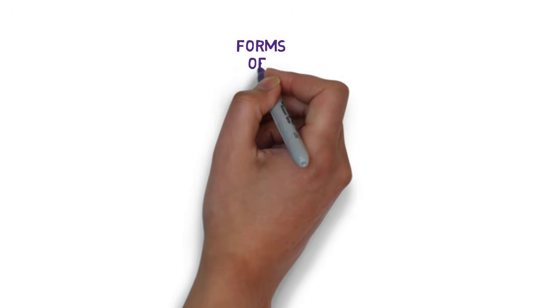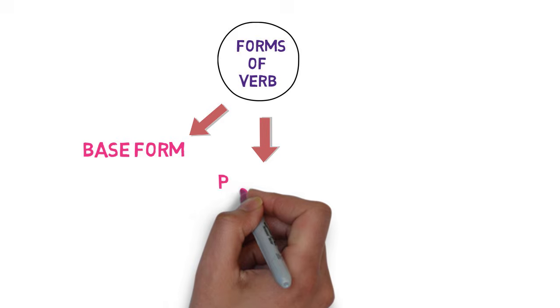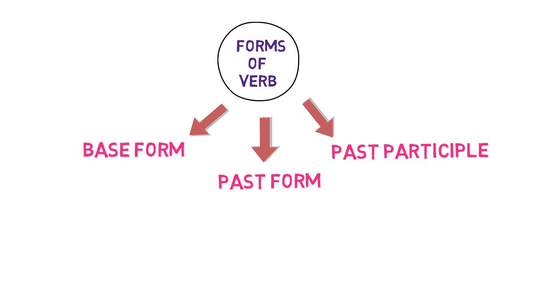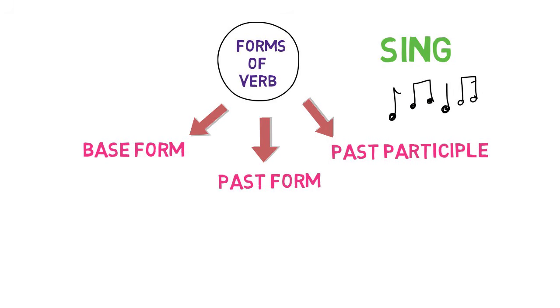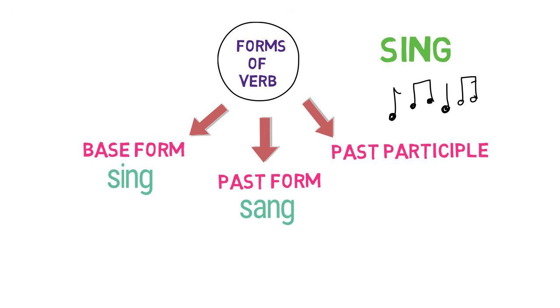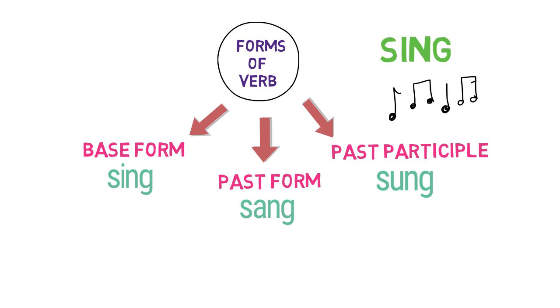Verbs are mainly divided into three forms: base form, past form and past participle form. Let's take an example of the verb sing. The base form of sing is sing itself. The past form of sing is sang, and the past participle form of sing is sung. Apart from these three main forms, there are two other forms.